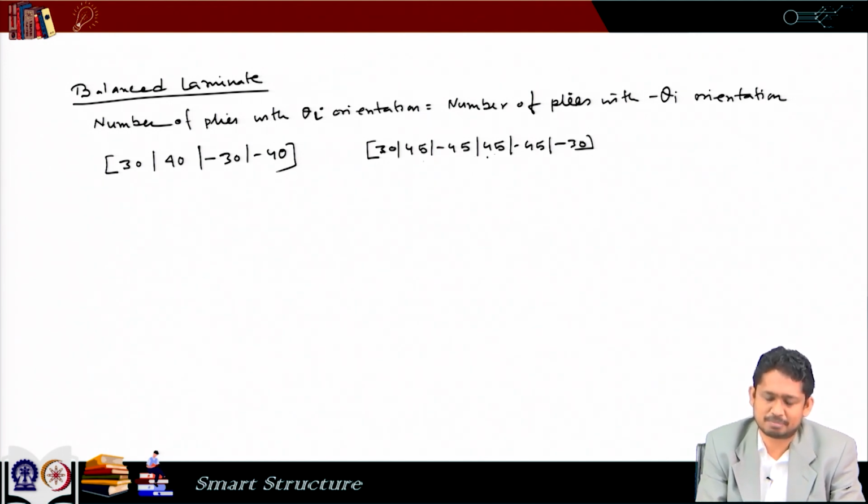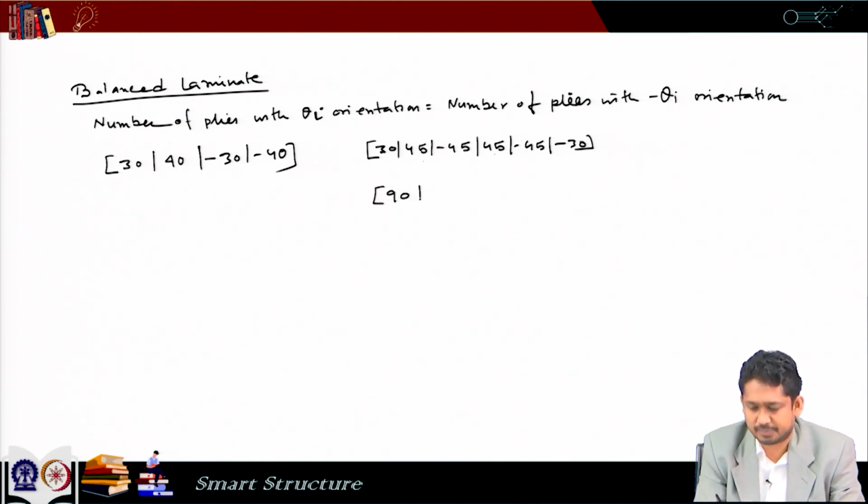Angle ply means the angle of orientation is neither 0 nor 90; it is an angle ply laminate. If the orientation of the ply is either 0 or 90, we call it a cross ply laminate. Now, in a cross ply laminate, 0 and 90 are supposed to be opposite.